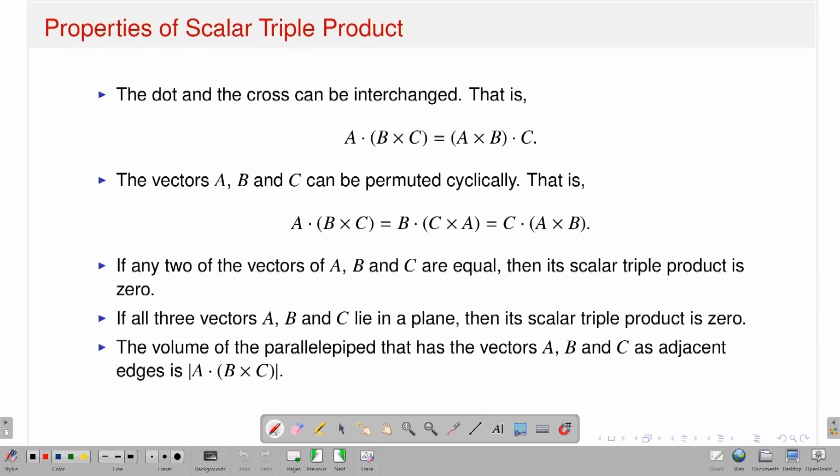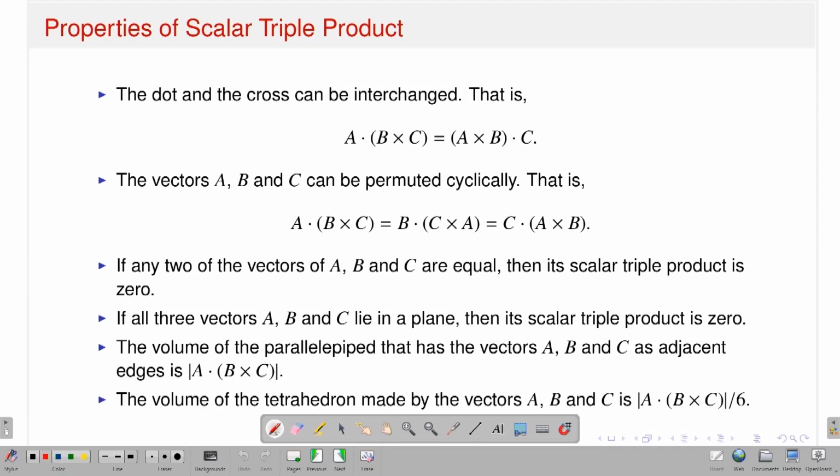The volume of the parallelepiped that has vectors A, B and C as adjacent edges is the magnitude of this scalar triple product, that is A dot B cross C. The volume of the tetrahedron made by these vectors A, B, C as adjacent sides is equal to the magnitude of the scalar triple product A dot B cross C divided by 6.